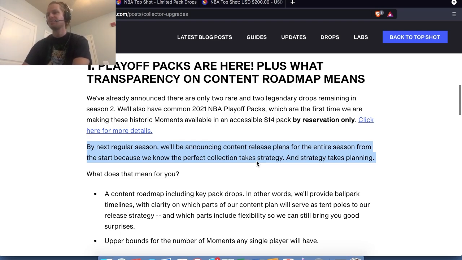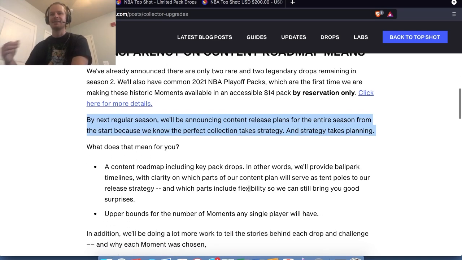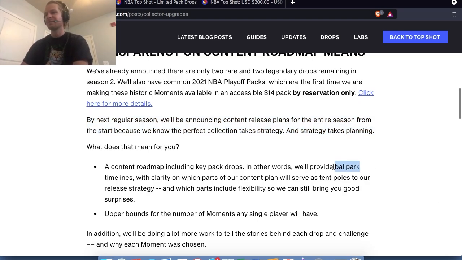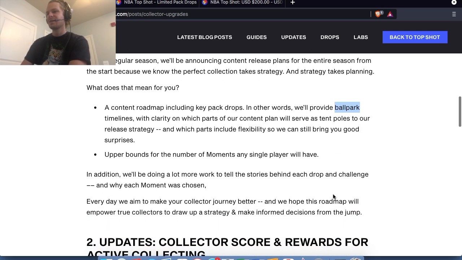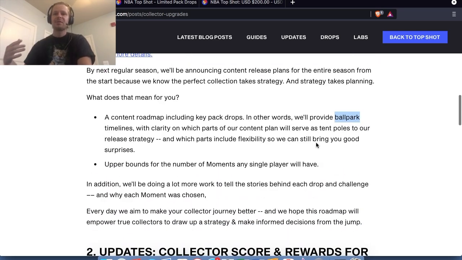And it's not going to be obviously exactly the dates they're going to do. It's going to be like a ballpark range. They actually use that exact word, ballpark timeline, with clarity on which parts of the plan are coming out at what time. So obviously this is very far away, but pretty cool that they told us about this now. But it's not going to be happening until the actual next regular season starts, which is pretty far away.